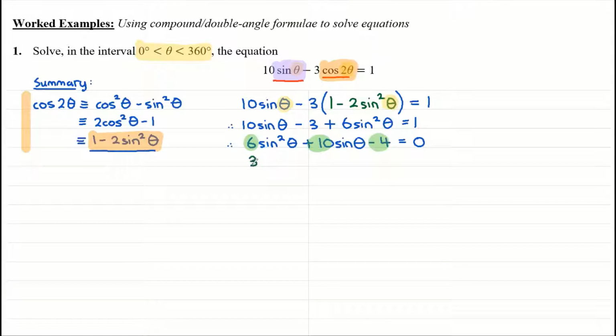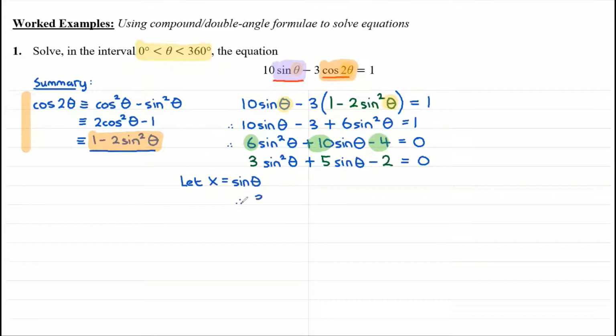Okay, so if I divide by 2, we're going to have 3 sine squared theta added to 5 sine theta, and then subtract, divide that by 2, so that's going to be 2, and that's going to equal 0, isn't it? Now, the eagle-eyed amongst you will have recognized this from earlier. This is warm-up question 1, isn't it? The only difference, of course, is that I have sine theta instead of x. So let's just make a substitution. Let big X equal sine theta.